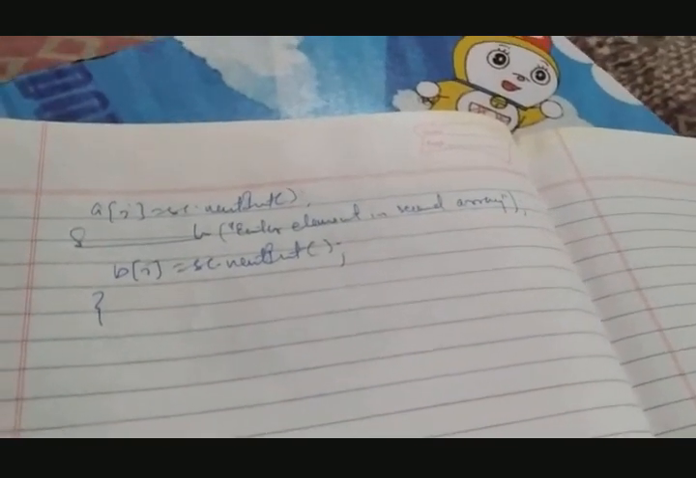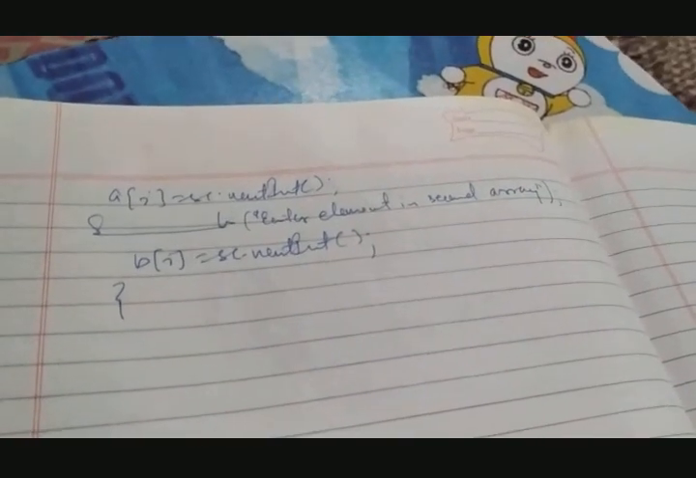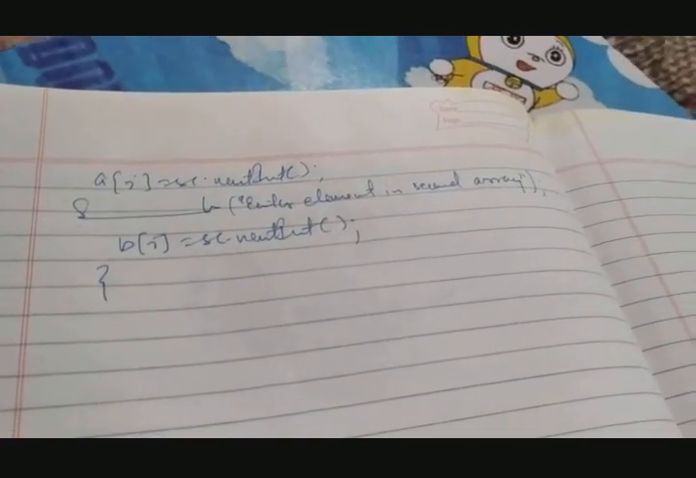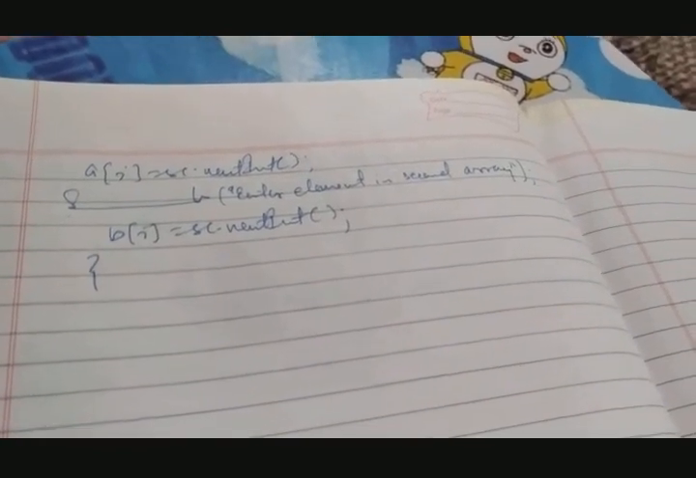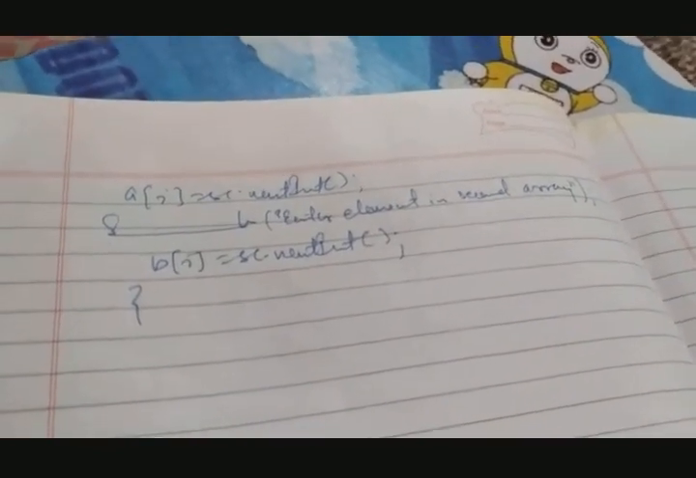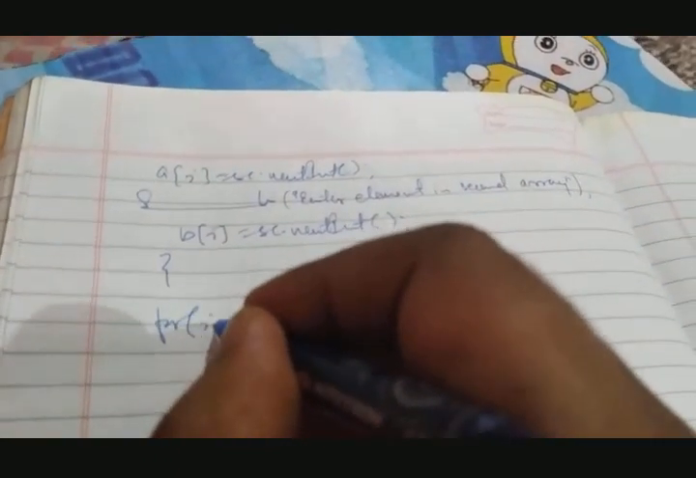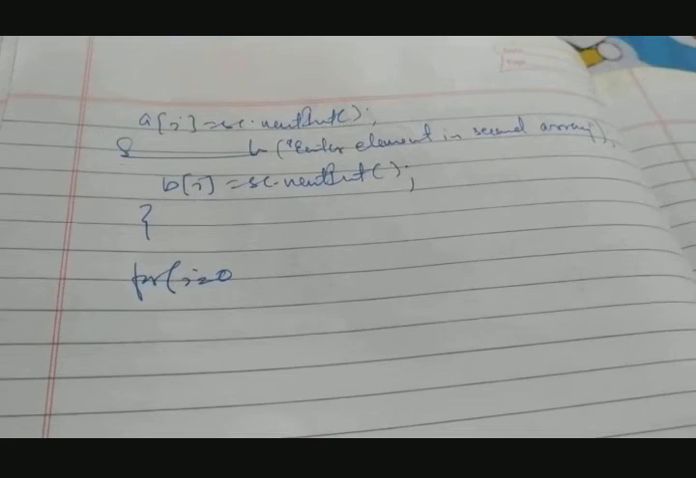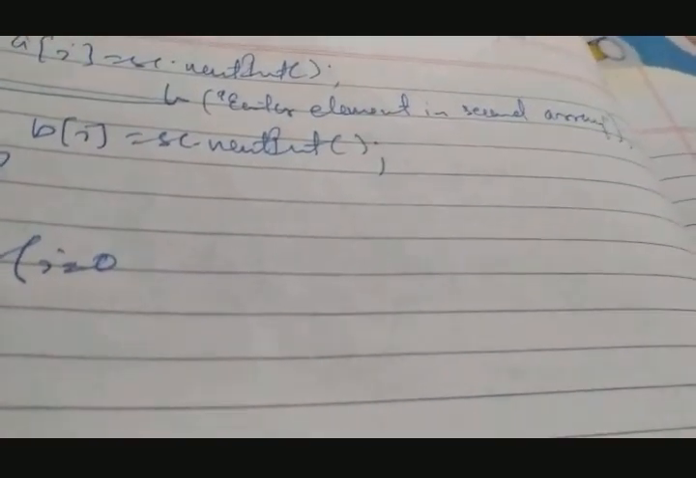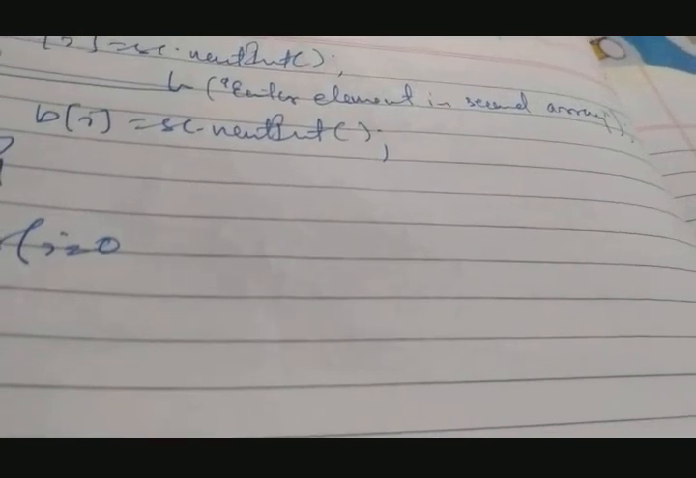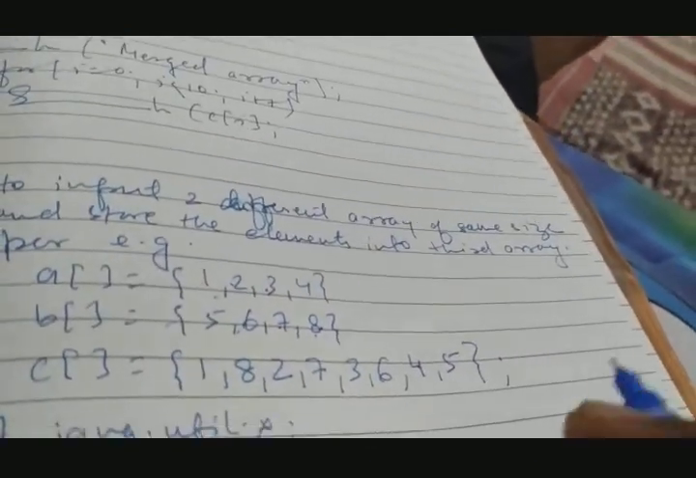First entered element will enter in A of 0, then B of 0, then A of 1, then B of 1, A of 2, then B of 2, A of 3, then B of 3. Likewise, it will get entered. Now, for I equals to 0. Now, the problem arises. How to and from where to where we should run a loop and what it gets stored. Let's check out with the example what is given in.